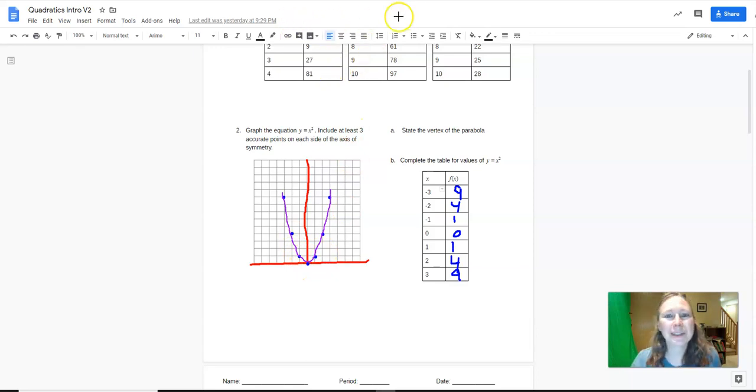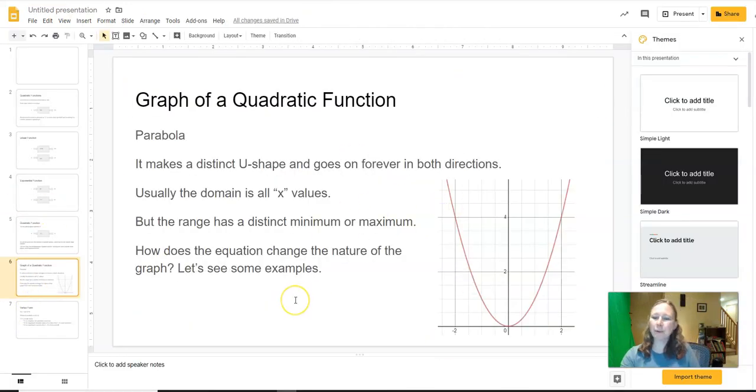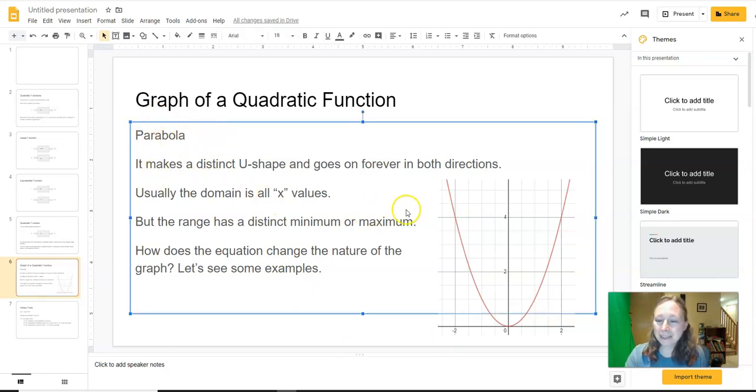So I'm going to show you a slide so you can see what that looks like. I do have to turn off the drawing tools, so hopefully your graph looked just like mine. Okay. So the graph of a quadratic function is called a parabola. It makes a distinct U shape. It goes on forever in both directions. The more you go in the x direction on either side of that minimum point, the higher the y values go, and they just keep on going.